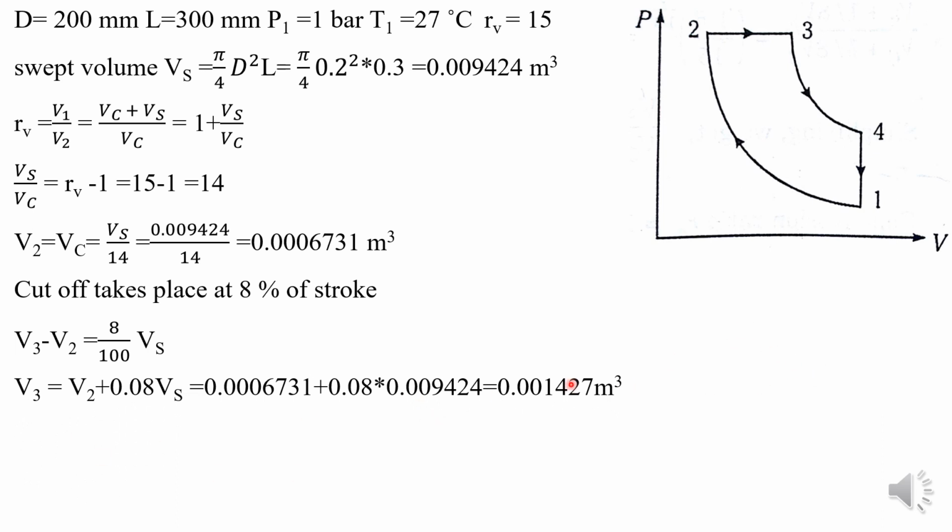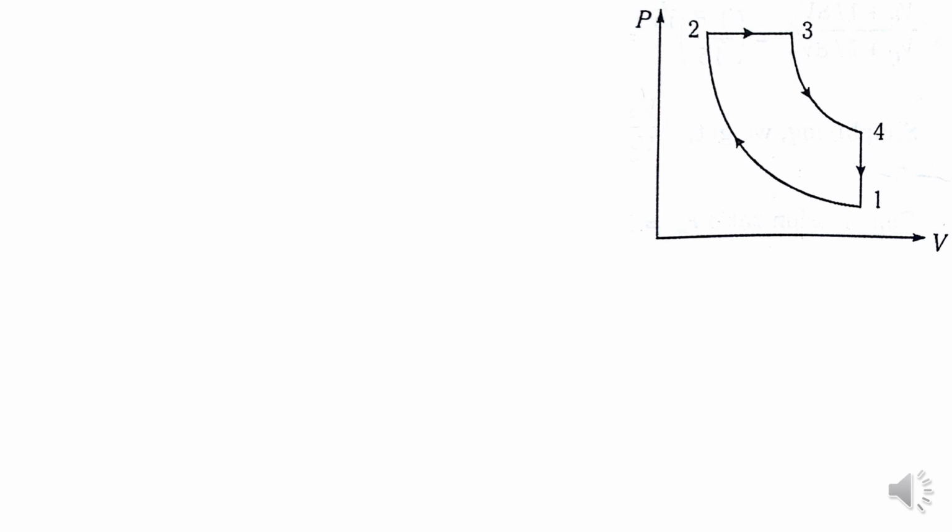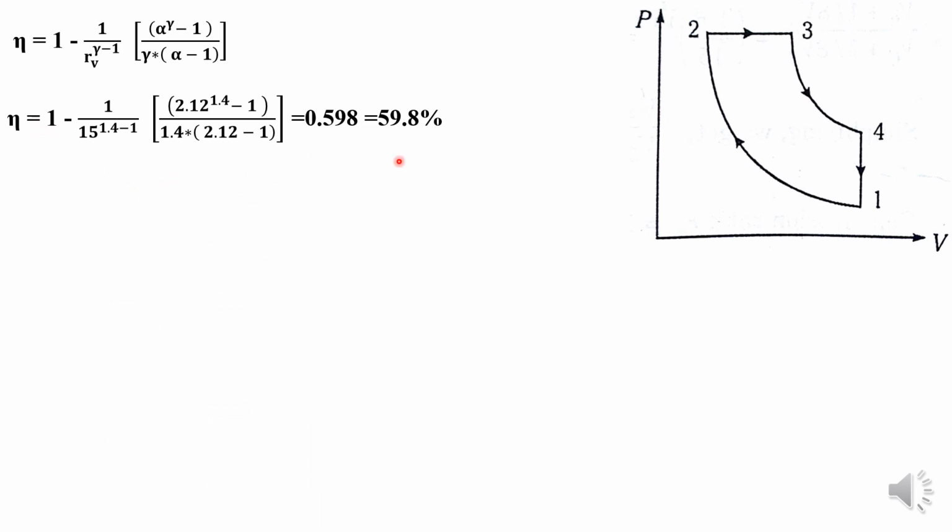Once you have the value of V3, next find out the cutoff ratio. Cutoff ratio is nothing but V3 by V2, denoted by alpha. So alpha you will get as 2.12. The cutoff ratio is over, RV is over. The efficiency equation you have to remember. Once you remember this efficiency equation, substitute everything and you will get the efficiency.